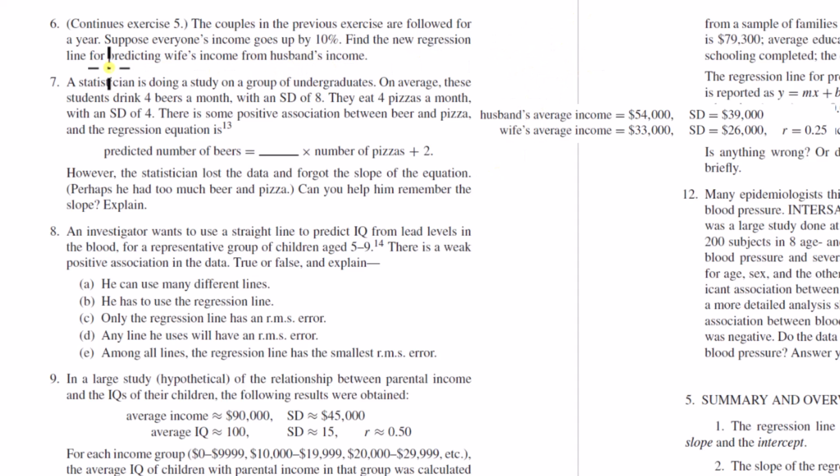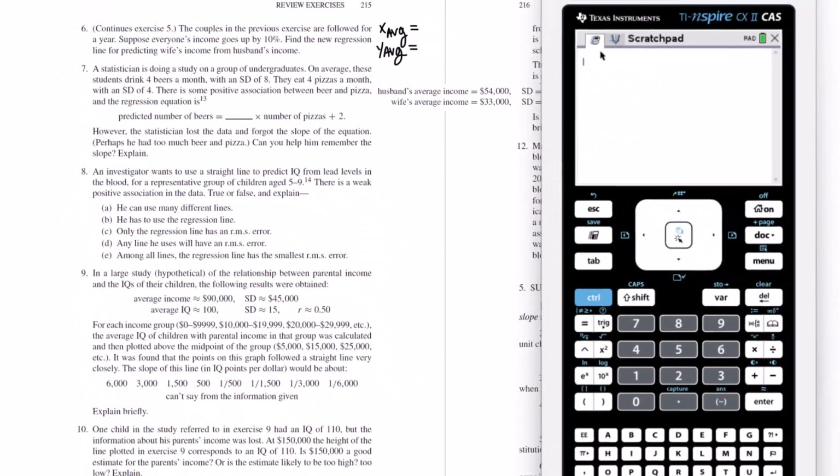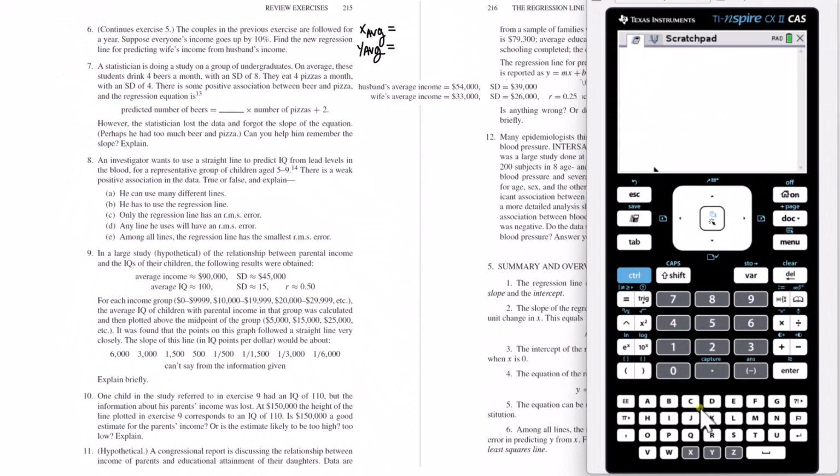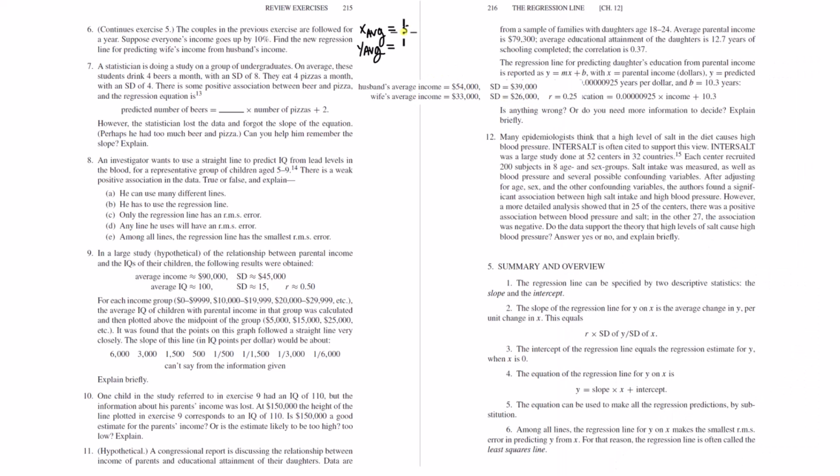Okay, we're predicting wife's income from husband's income. So the new X average and the new Y average are going to be 1.1 times the husband's average income and 1.1 times the wife's average income. So 59,400 and 36,300.